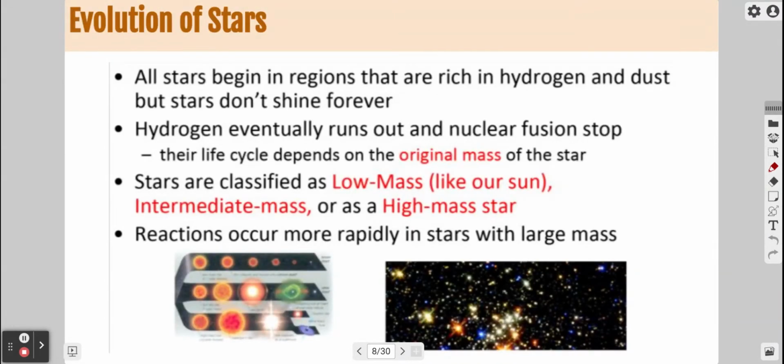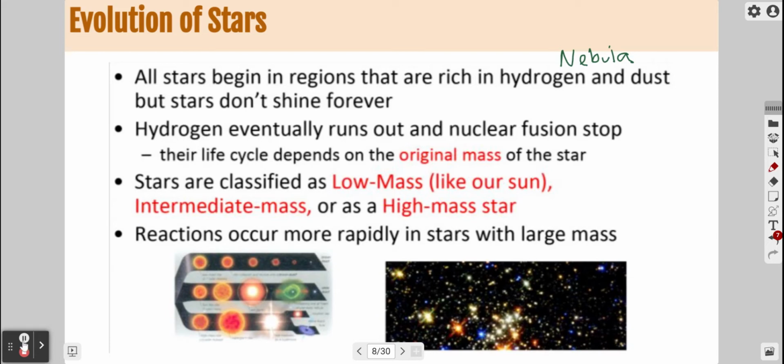All right, the evolution of stars. All stars begin in regions that are rich in hydrogen and dust. Remember, we call these, do you remember what we call them? Nebula. Yeah. All right. So eventually hydrogen runs out and the star's fusion stops. It can't make any more energy.